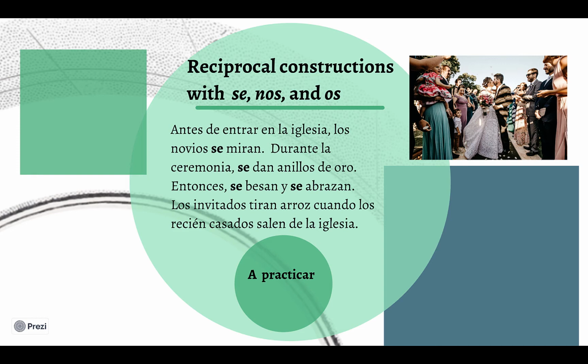I'll do it. Antes de entrar en la iglesia, los novios se miran. Durante la ceremonia se dan anillos de oro. Entonces se besan y se abrazan. Los invitados tiran arroz cuando los recién casados salen de la iglesia.